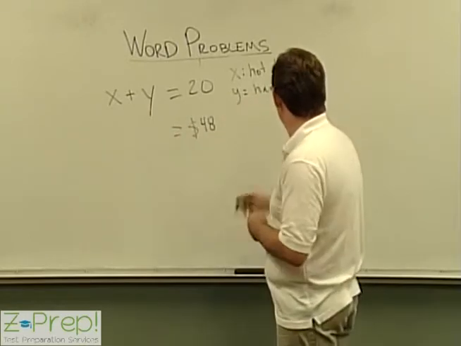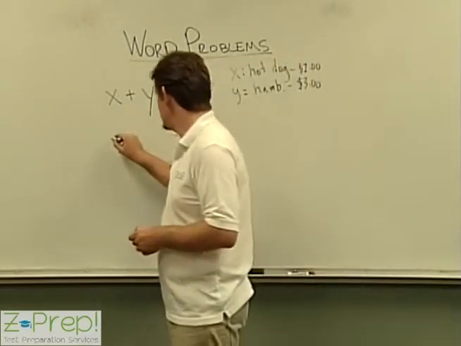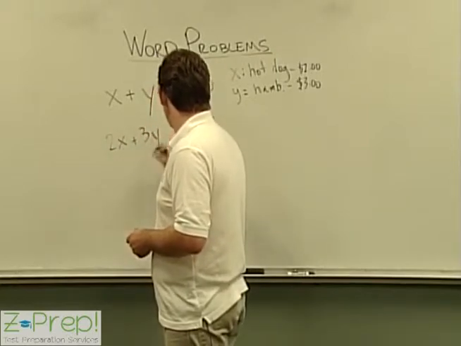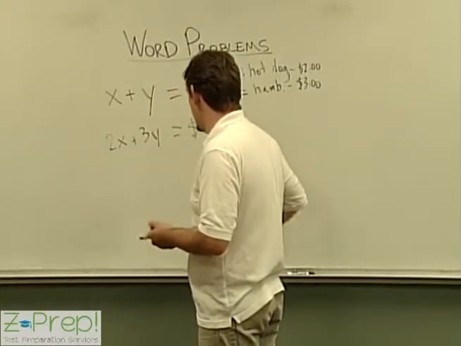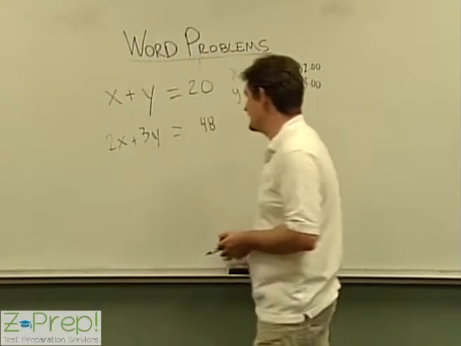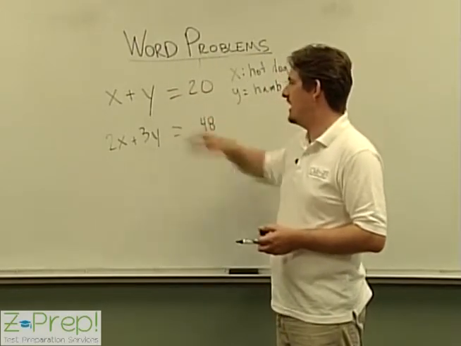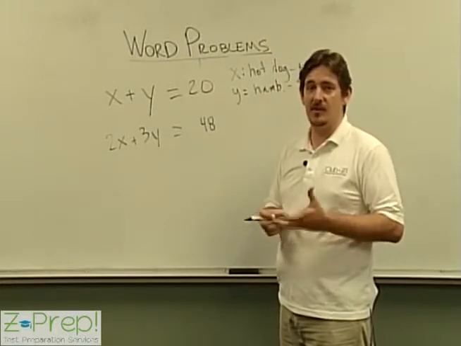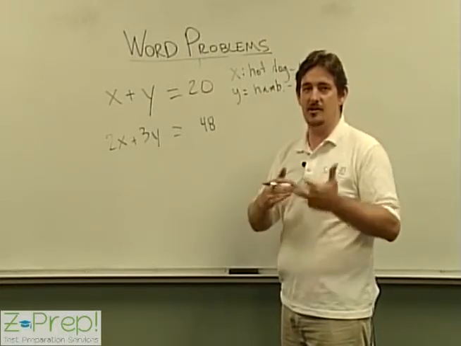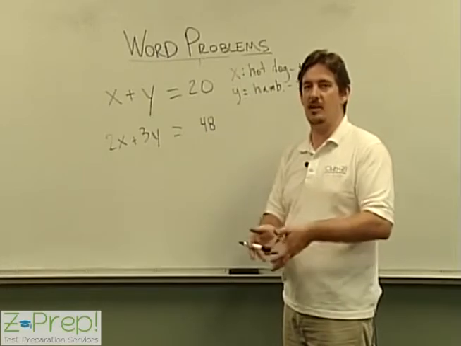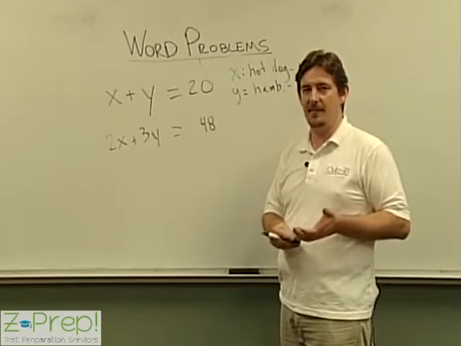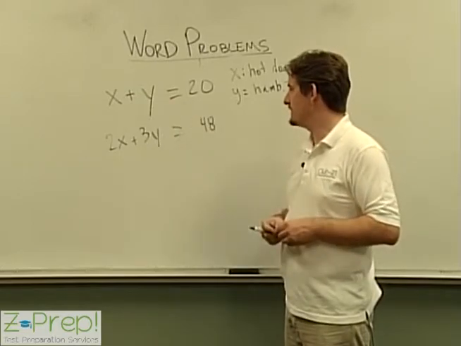Now we go to the money equation. $2 for hot dogs, so 2x plus 3y equals 48. The dollar sign, you don't have to have it there. It doesn't mean anything. It's just a money equation and an amount equation. If you're doing a system of equations that had weights, you might do a weight equation and an amount equation, or a rate equation and a total equation. You split them up by type, and that lets you get the system out.